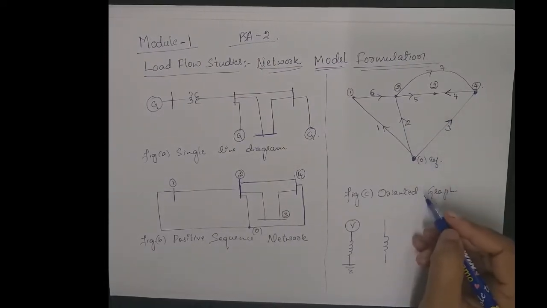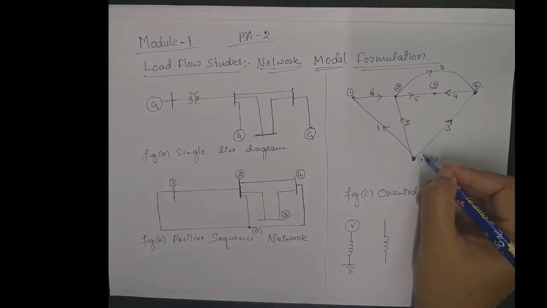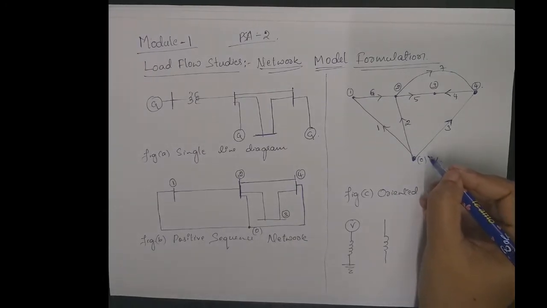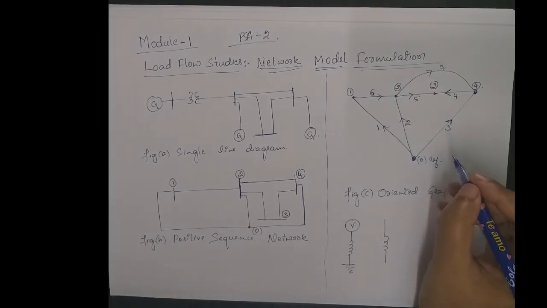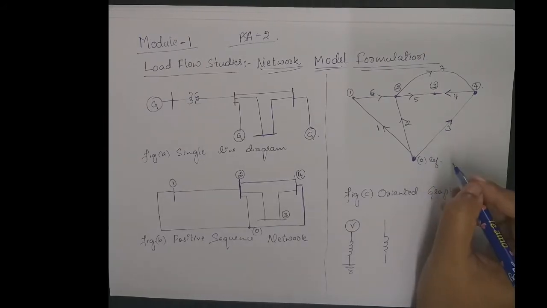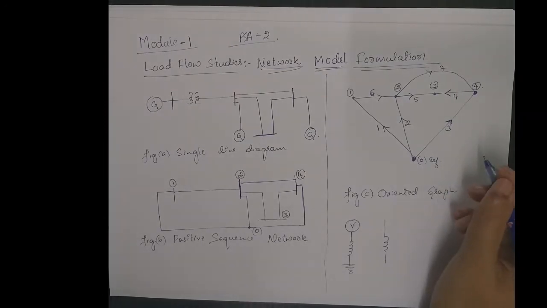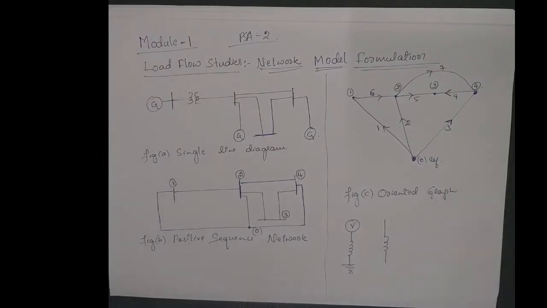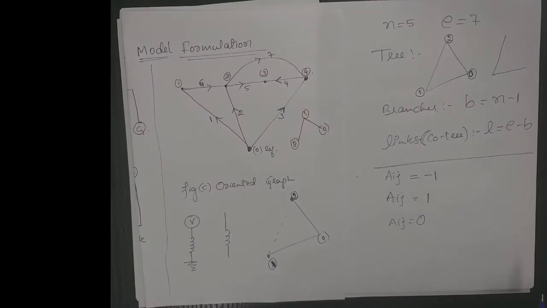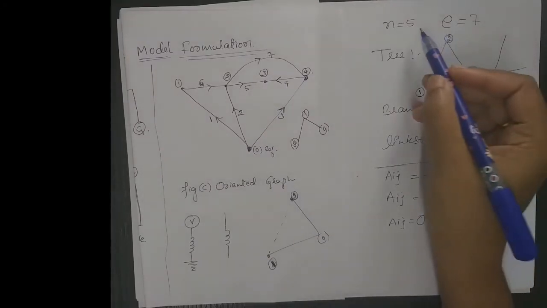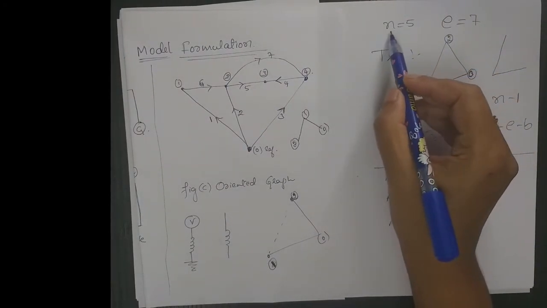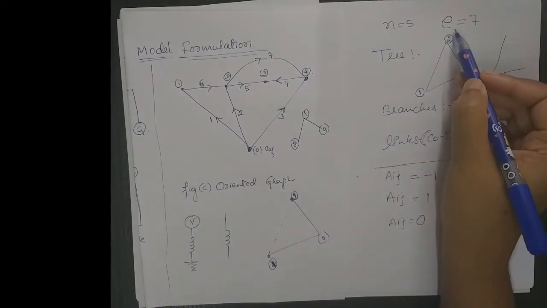In this oriented graph, we have to identify how many trees are there and how many links are there. In order to identify the number of tree branches, this procedure has to be followed. Before finding the links, we have to find out how many nodes we have and how many elements we have.